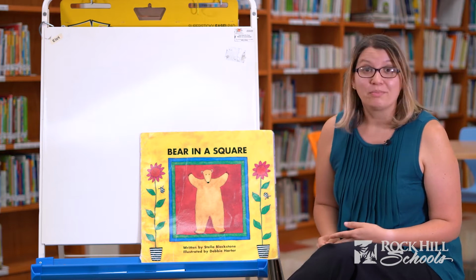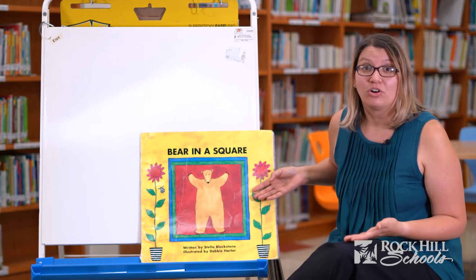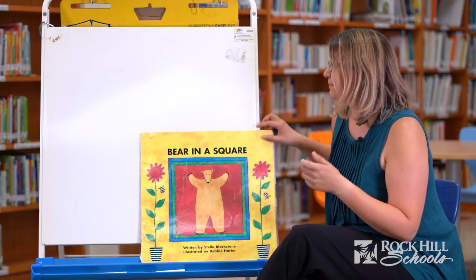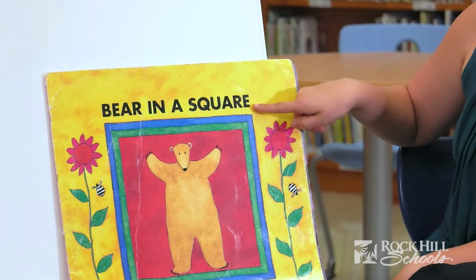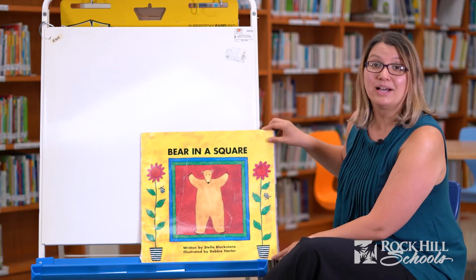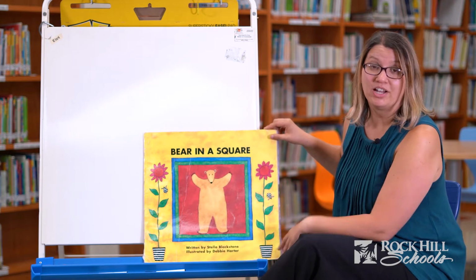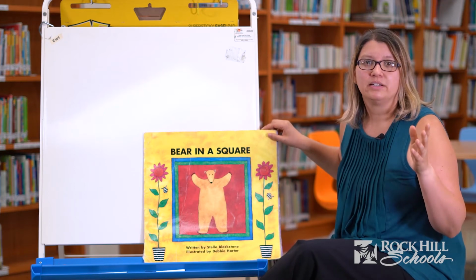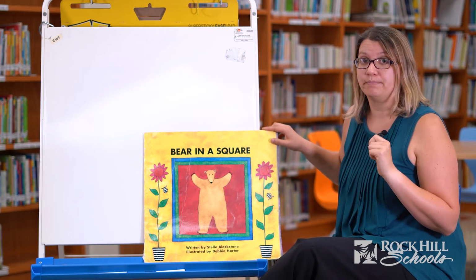We're going to start by reading a story, and this book is about how shapes are everywhere, okay? This is called Bear in a Square. The author is Stella Blackstone. Let's see what shapes are in this book. Why don't you go ahead and take a second at home. Think about what shape might be in this book. Go ahead.